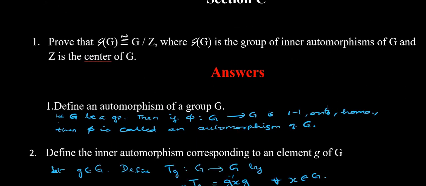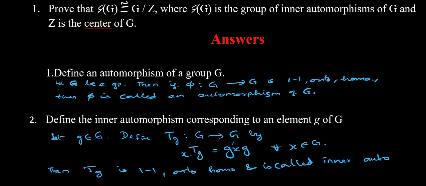See, for the first question, the answer, that is, define an automorphism of a group G. If we have phi to be a mapping from G to G, which is one-to-one onto homomorphism, then we call this phi to be an automorphism of G. So if G is the given group, then if we give the definition this way, then we have that phi to be an automorphism of G.